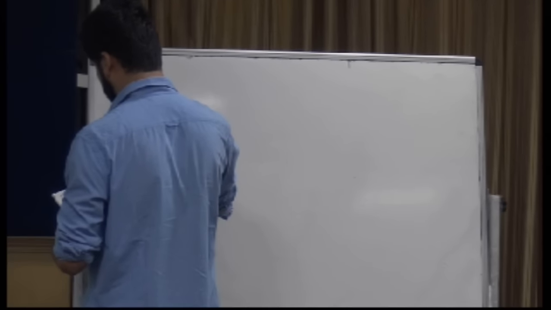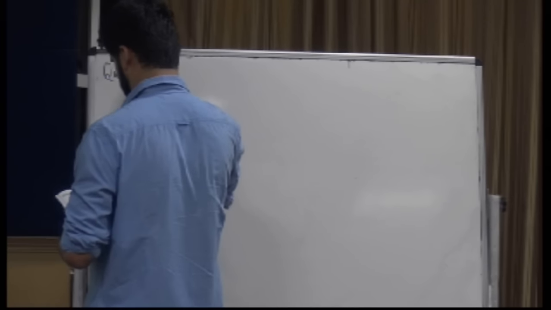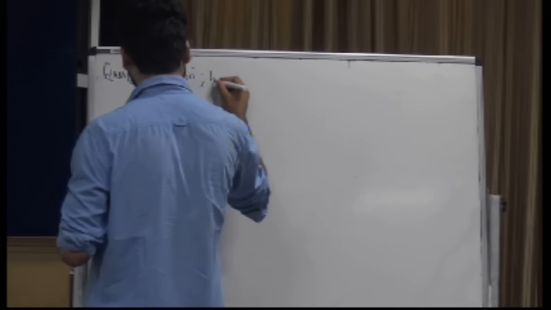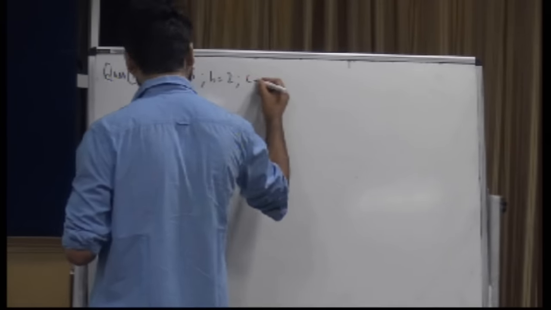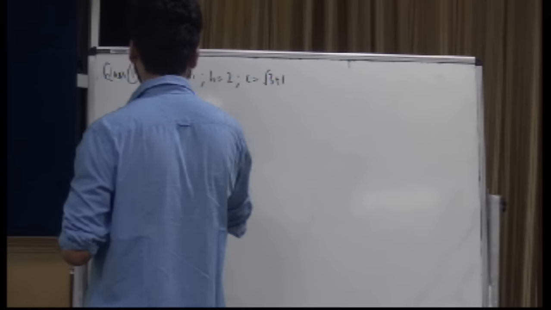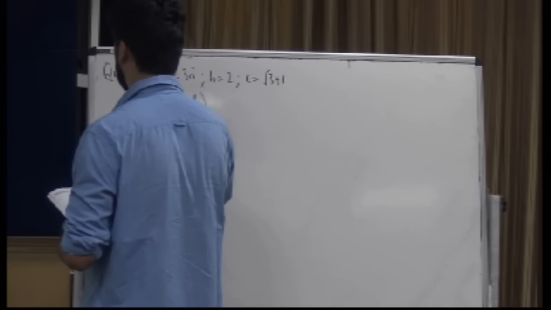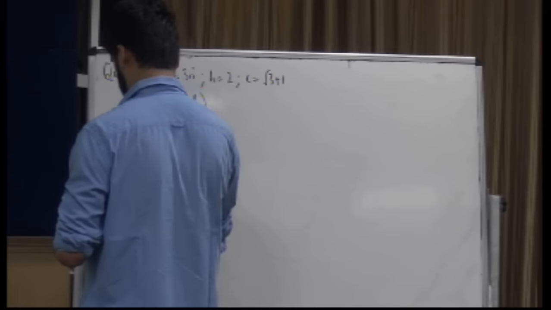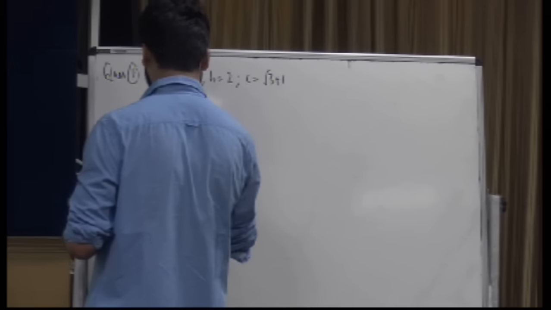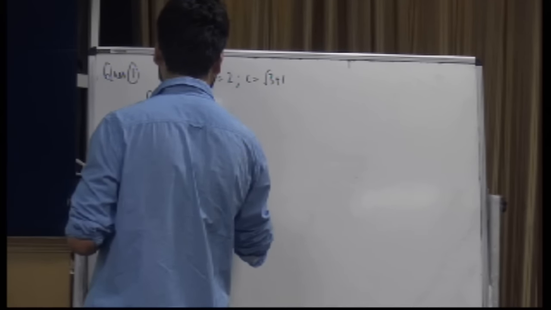So you have question 1. Angle A is equal to 30 degrees, b is equal to 2, c is equal to root 3 plus 1. Find tan (C minus B)/2. Question 2 is find tan (A plus B)/2 into cot (A minus B)/2.